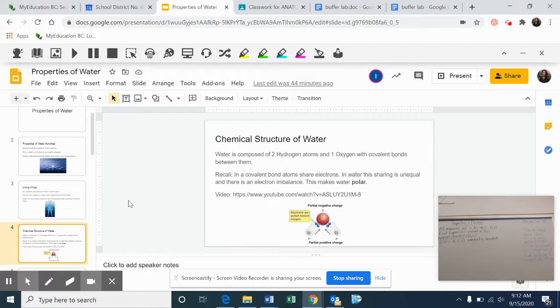In water, that sharing is unequal. So electron sharing is unequal, and that creates something that we call polarity. And I'll draw that in a second so it makes more sense.